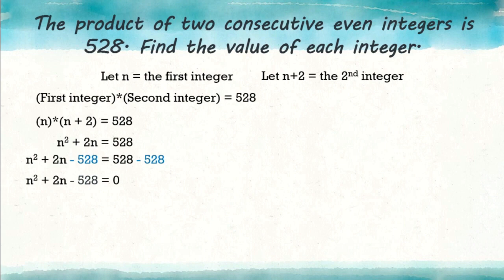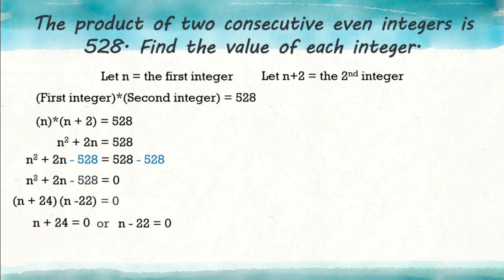So we have n squared plus 2n minus 528. Factors of negative 528 whose sum is positive 2. So we will have n plus 24 times n minus 22 equals 0. Equate each factor to 0. So we have n plus 24 equals 0, and n minus 22 equals 0.